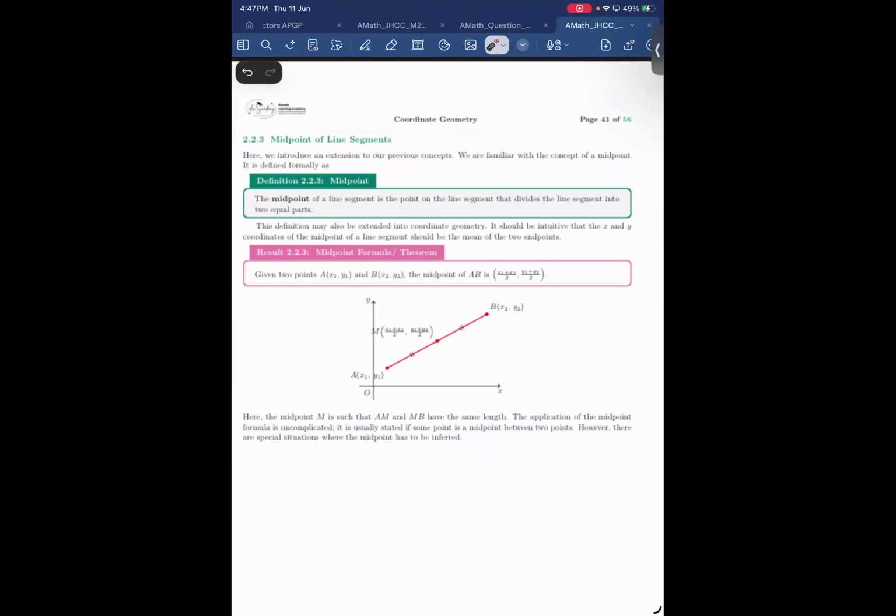So, midpoint. If there's an example, I think we don't have time to go through that as well. The midpoint makes sense. It's just a point that divides the line segment into two equal parts.